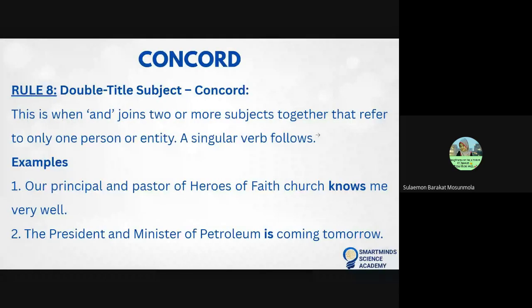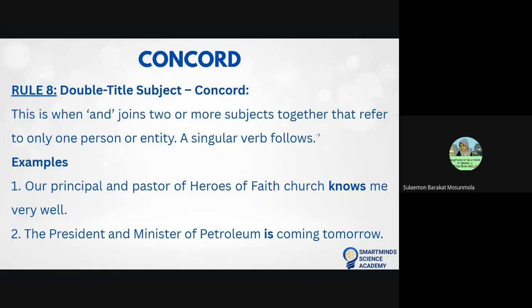Our principal and pastor of Heroes of Faith Church knows me very well. Here it means that the principal is still the same person as the pastor of Heroes Church. On Sunday he is a pastor. On Monday to Friday he is a principal. So we are talking about just the same person, wearing two hats.